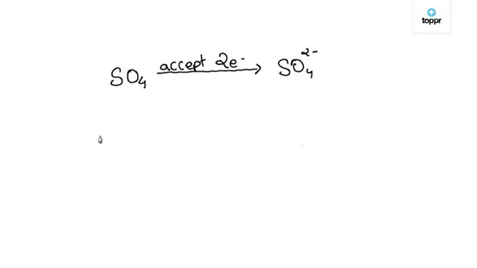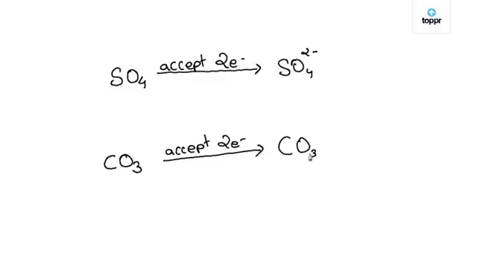Let's talk about carbon. Carbon reacts with 3 oxygens. It forms a structure CO3. But the CO3 again is not stable. The CO3 also has to accept 2 electrons to be stable. So once the CO3 accepts 2 electrons, it gains a 2 negative charge.